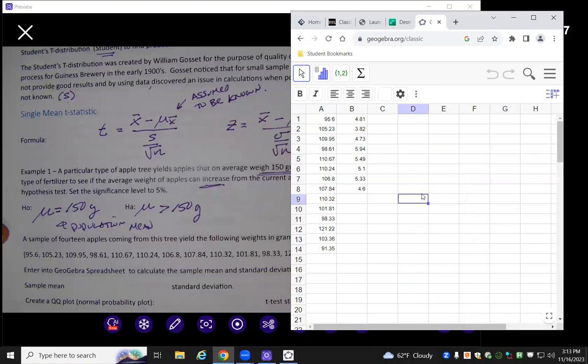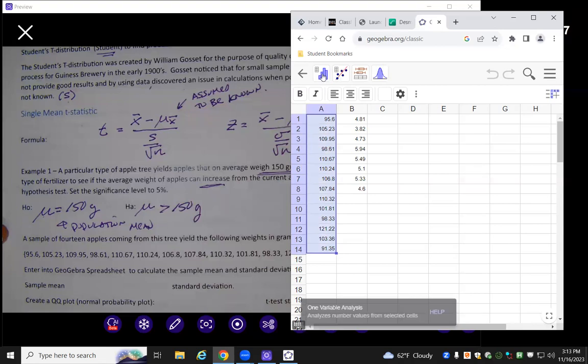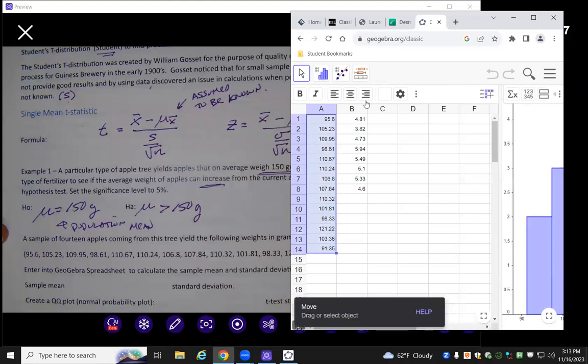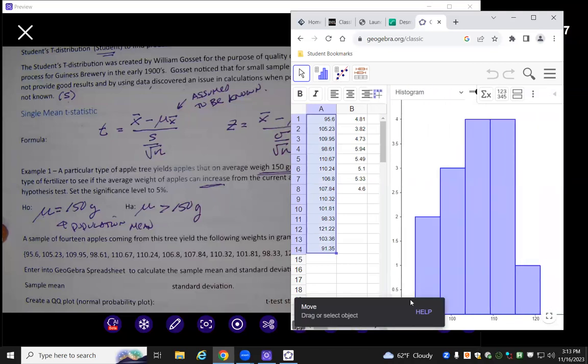All right, so here's the data that's sitting right here. I'm going to highlight this and click back to histogram again. I've got to click a couple times. One variable, there it is. And you can see what the graph looks like. What kind of shape is this? Certainly doesn't look that symmetric, does it?